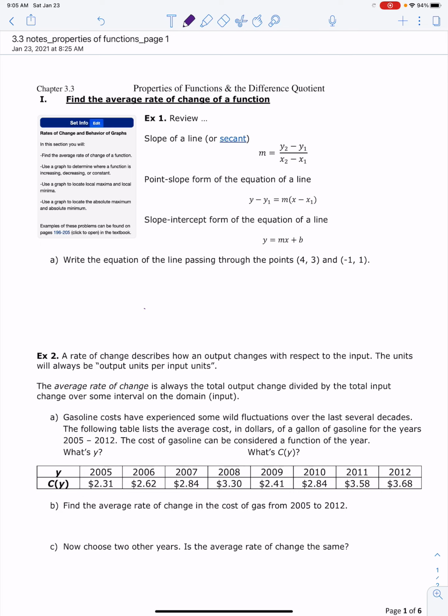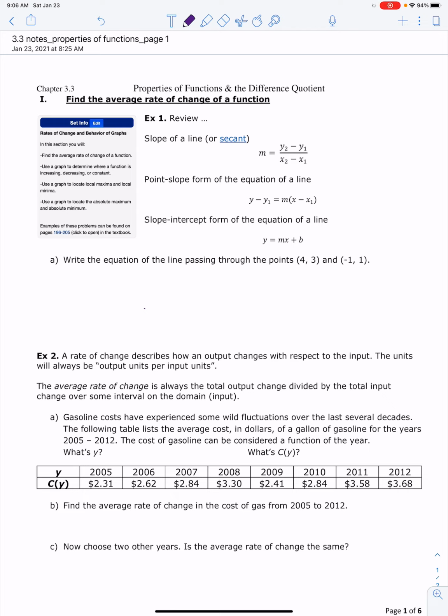3.3 notes, properties of functions, and the difference quotient. This is page 1. So again, we have our objectives up here in this little gray box. Rate of change is the focus here. So average rate of change, you guys, mathematically, it's the slope. So slope, rate of change, exact same thing.